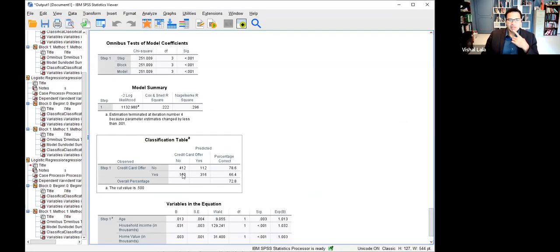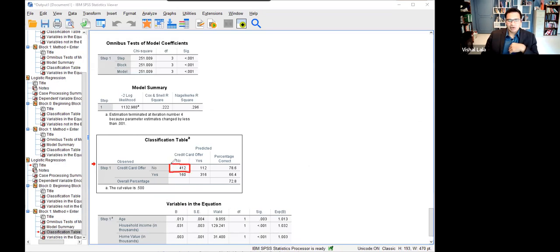So our summary table contains here a summary that tells us we have 412 of our respondents that we predicted would not sign up for a card and did not sign up for a card. Similarly, the 316 we predicted would sign up for a card and did in fact sign up for a card. There were 112 that we predicted would sign up for a card, but in reality didn't. Similarly, the 160 we predicted would not sign up for a card, but did. So the circled numbers are incorrect predictions. The ones in rectangles are correct predictions.